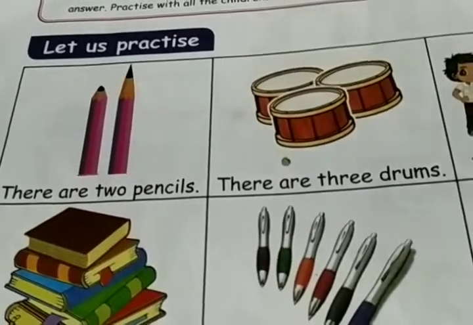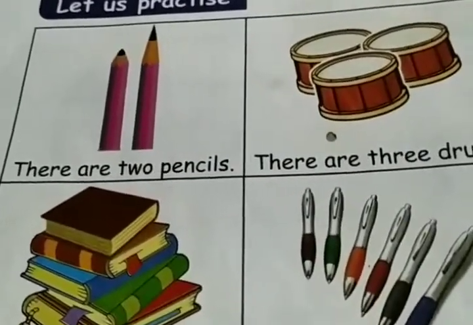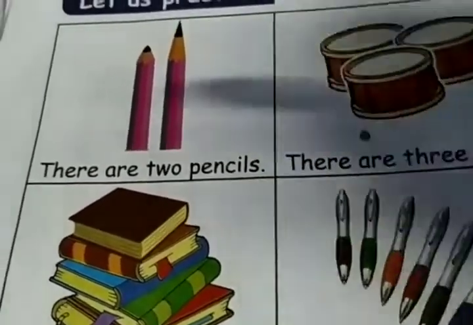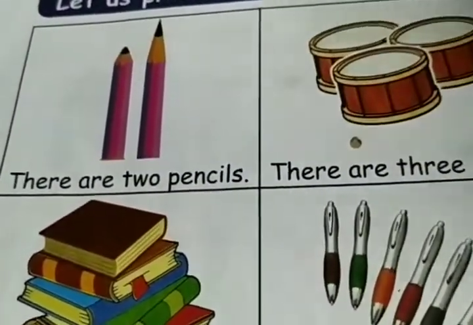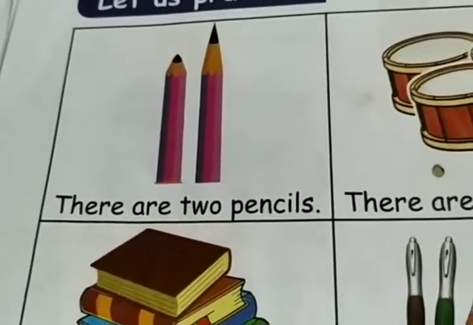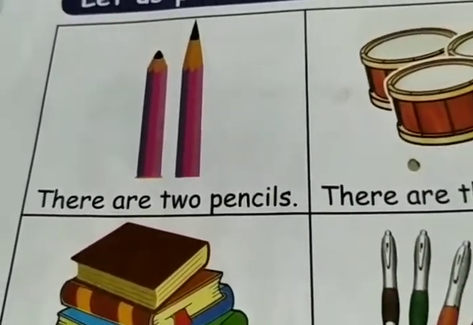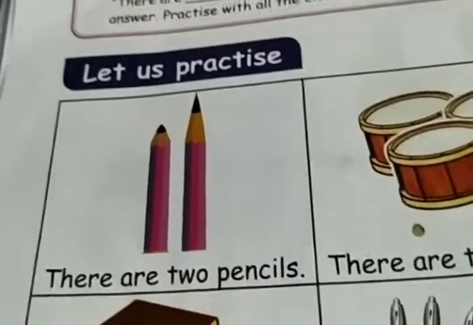Next, page number 58. So in 58, we are going to learn the usage of there. There, there are. Okay, so the usage of there are. So we have learned about he, she, it and they, isn't it? So now we are going to learn there. So where all will we use there?